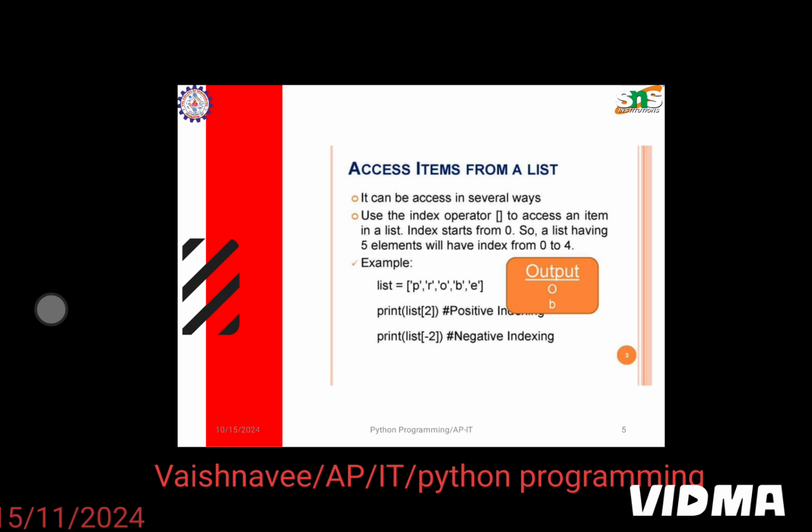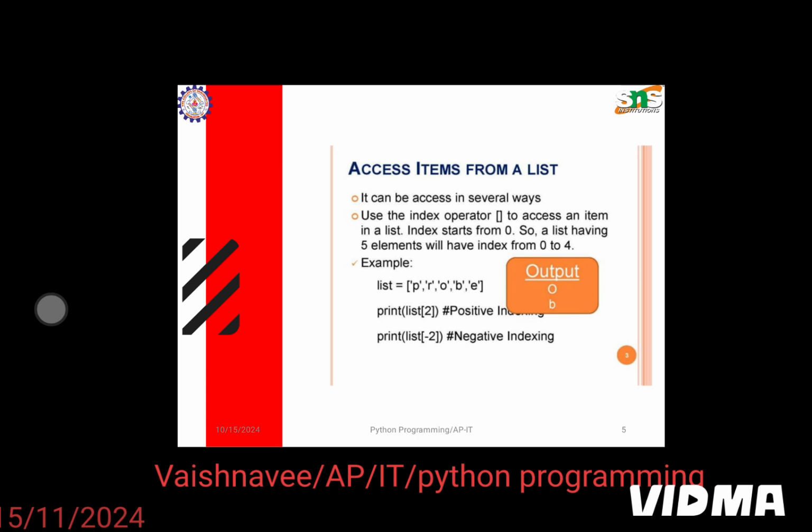Similar to an array, it can be accessed in several ways. The index operator is used to access an item in a list. As in an array, the index starts from 0. So a list having 5 elements will have an index from 0 to 4. For example, take a list equal to PROPE. Here we have 5 elements.